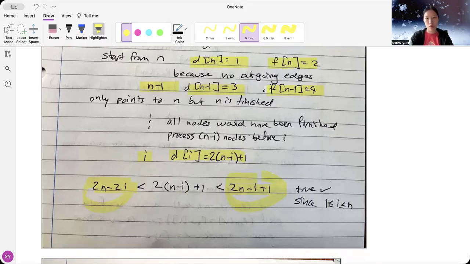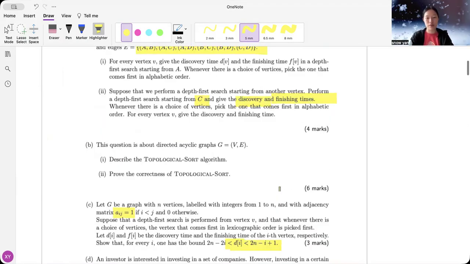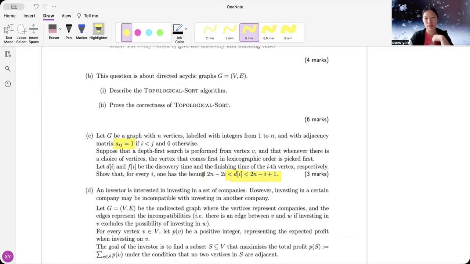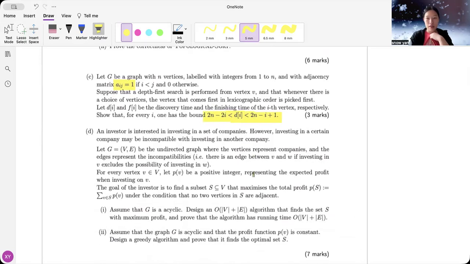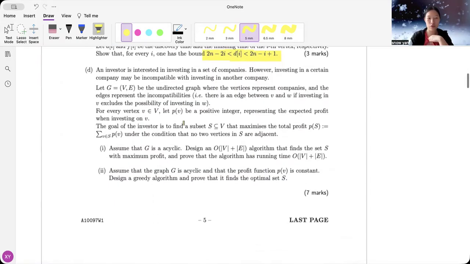And the i is from 1 to n, so hence the right bound is also true. So that's how we show that it's true, because we just found it definitively and show that it's within this bound.